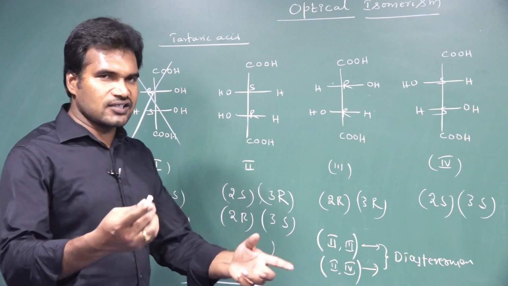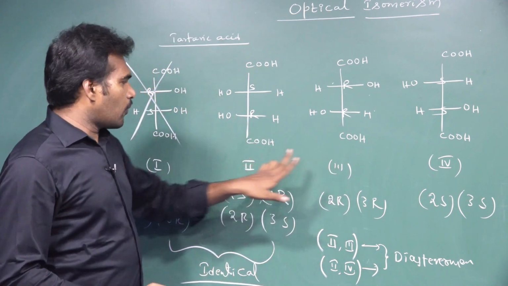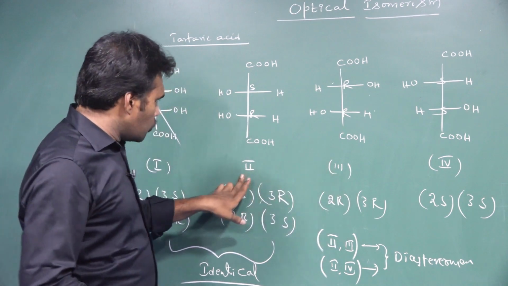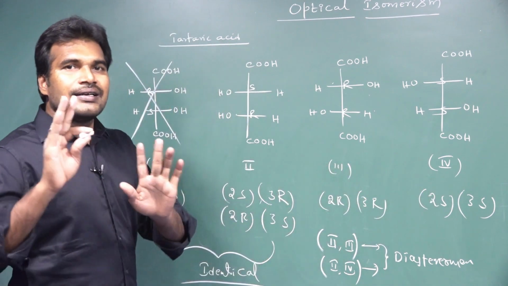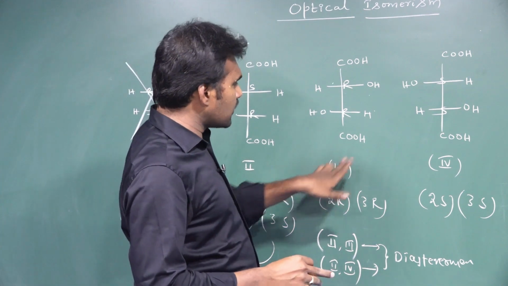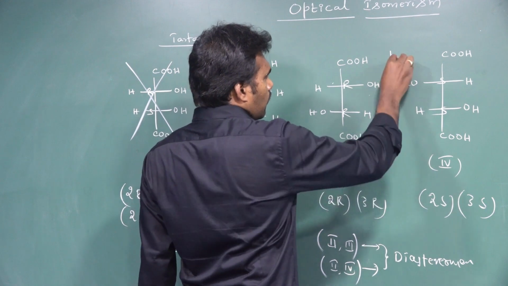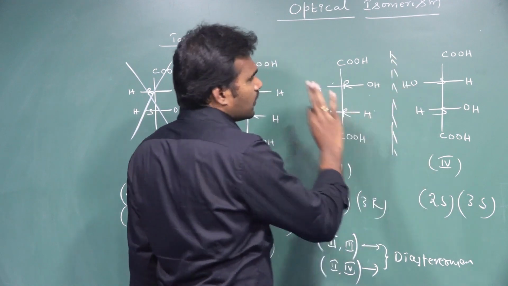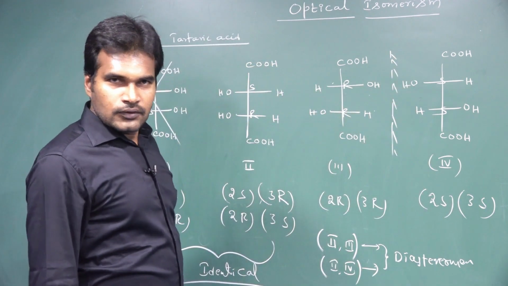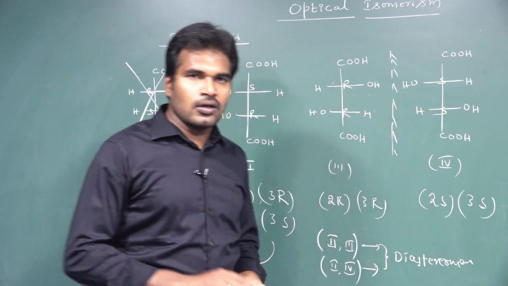Diastereomers. We will discuss what diastereomers are. Don't be worried. So the pairs of compounds 2, 3 and 2, 4, they both are diastereomers. Next one. You compare the third compound and fourth compound. The fourth compound is a mirror image of the third compound.